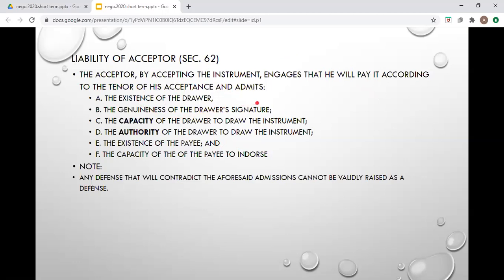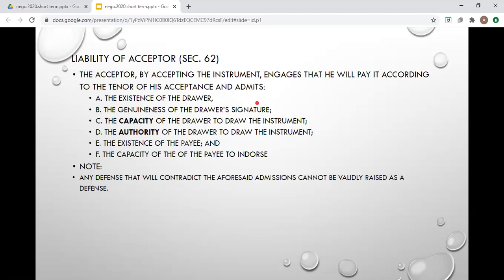What has been admitted by our acceptor here is only the genuineness of the drawer's signature. So it is only if the drawer's signature is in question that he cannot raise the defense of forgery, because he admitted that the drawer's signature is genuine. And then another admission made by our acceptor is the capacity of the drawer to draw the instrument.